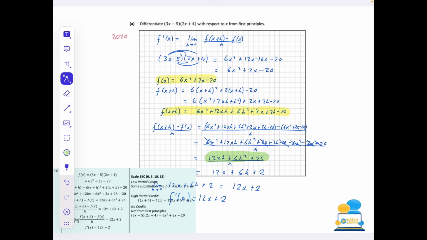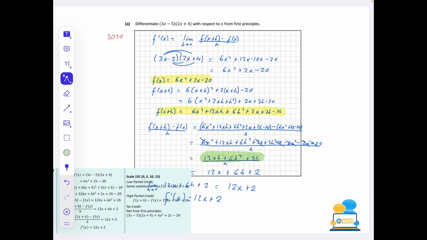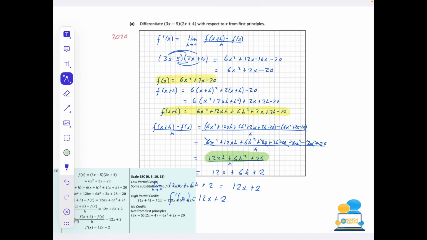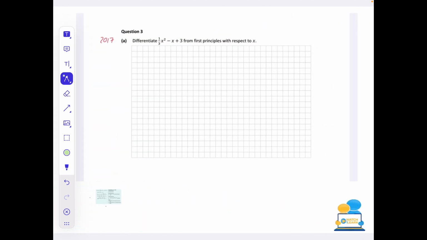So no credit if you don't use first principles. Okay, so if you don't use first principles and you just get your answer, then you will not get any marks at all. Okay, so really important there, just make sure you, even if you don't get to the end, that you're using your first principles, because you can get even 5 out of 10 marks or 10 out of 15 marks just for kind of having the structure of the first principles question. Okay, so that was 2020.